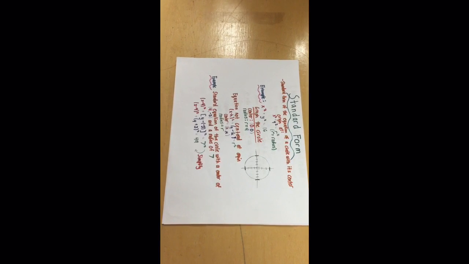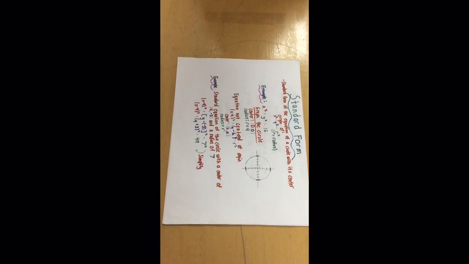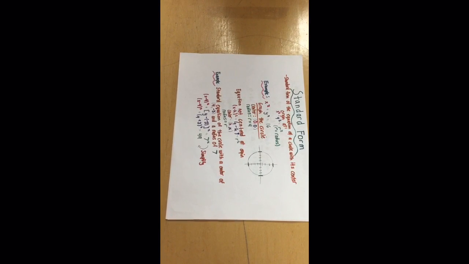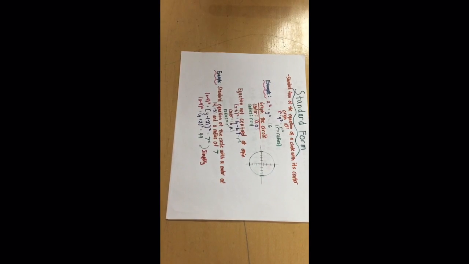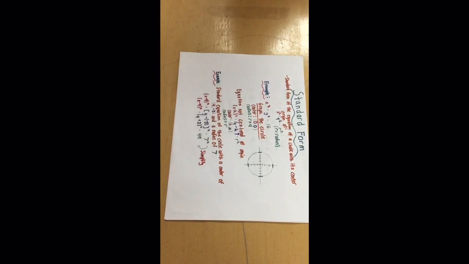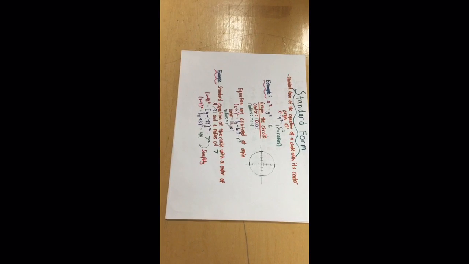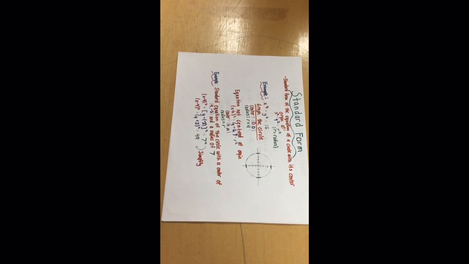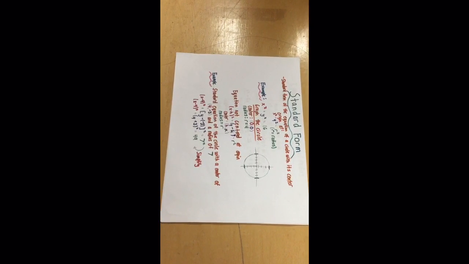Graph the circle. The equation of a circle not centered at the origin is (x minus h) squared plus (y minus k) squared equals r squared. The center is (h, k) and the radius is r. Example, write the standard equation of the circle with a center of (4, -3) and a radius of 7.